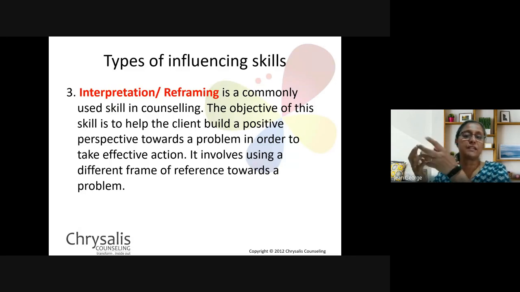It involves using a different frame of reference towards a problem. So looking at it from another lens, like, for example, you would all know the example of the glass half full or the glass half empty, right? So it really depends on your perception or the way that you look at a certain problem. The more lack that you see, the bigger the problem appears. On the other hand, the more blessing that you can see, the smaller the problem looks. So that's basically what you're attempting to do, to help the counselee work through and look at it through a different perspective.